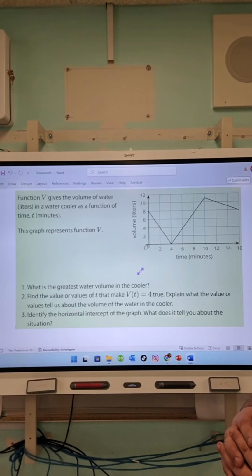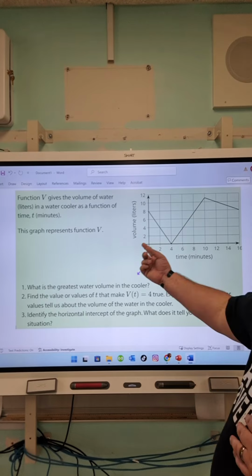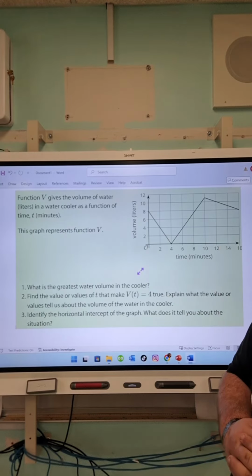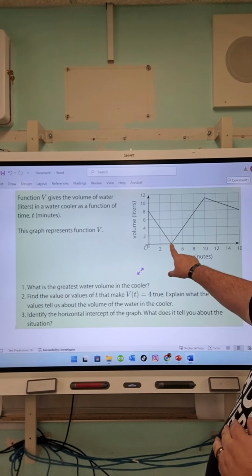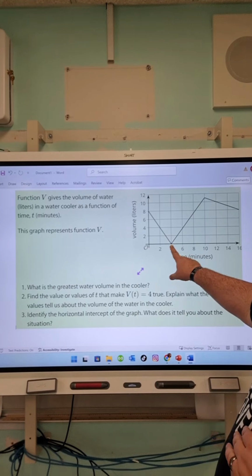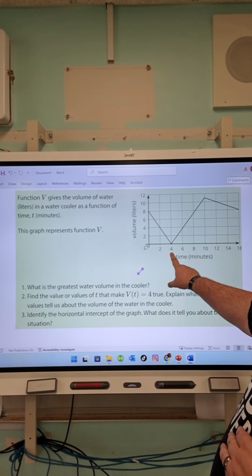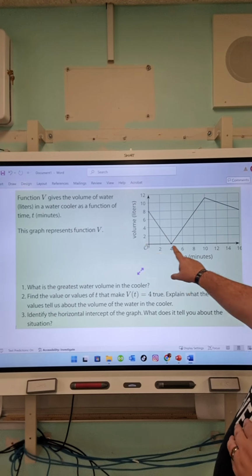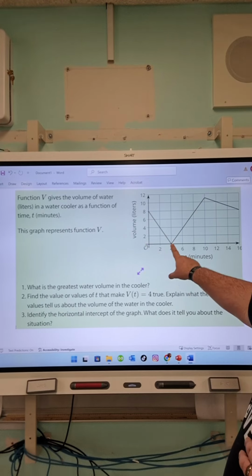And then number 3, identify the horizontal intercept of the graph, and what does it tell you about the situation? Well, horizontal is left to right. So they're talking about finding our x-intercept. That's the point right here where the graph touches the x-axis. That happens at 4 minutes with 0 liters of water. So this tells us that after 4 minutes, the water cooler was empty.